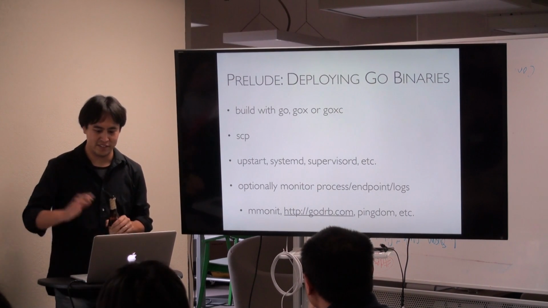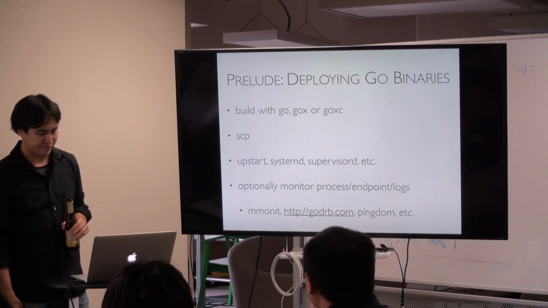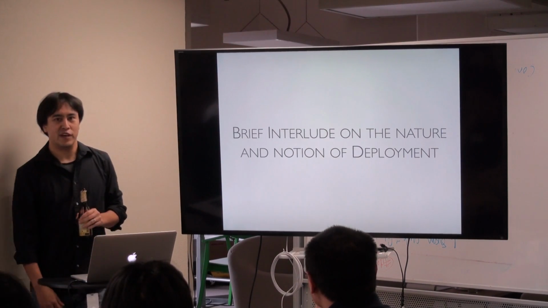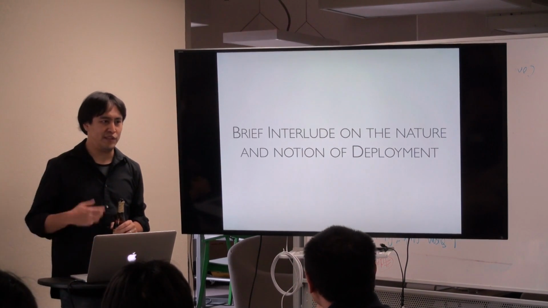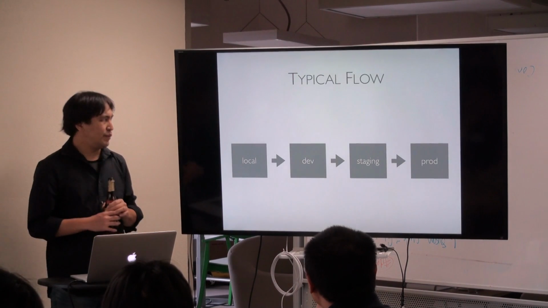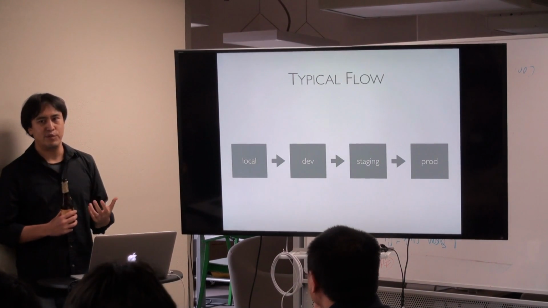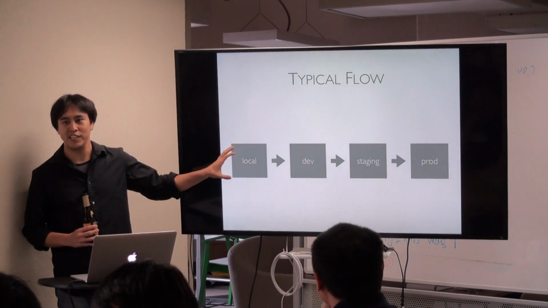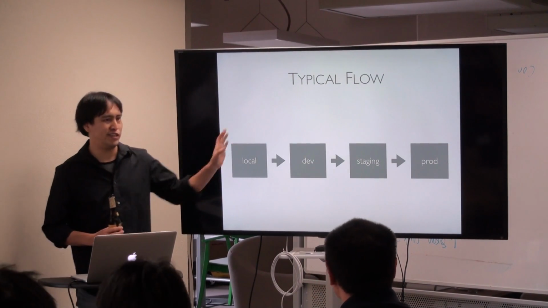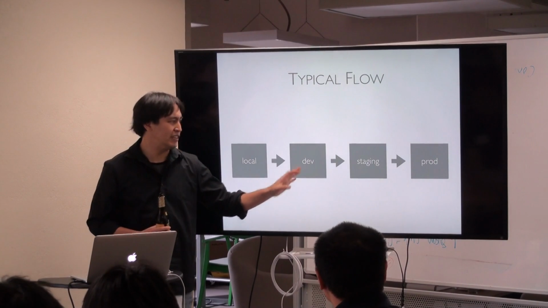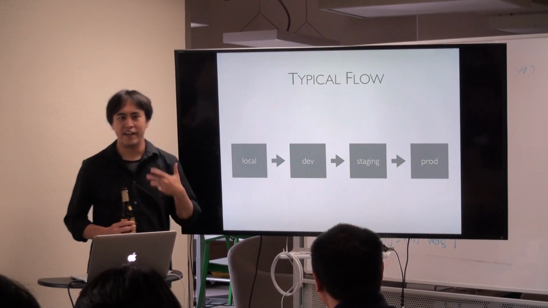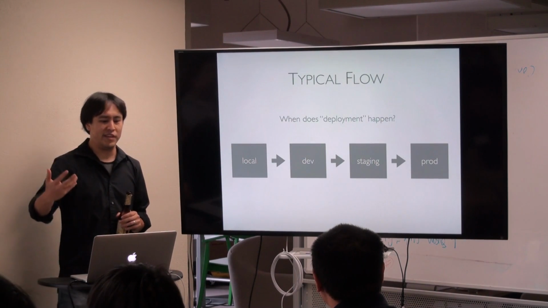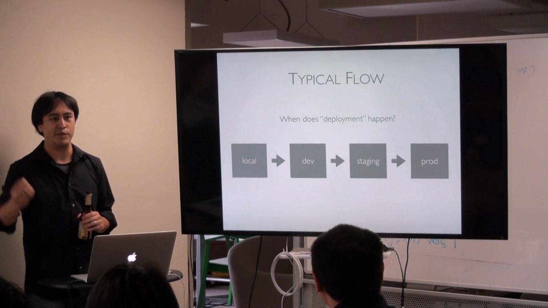We're going to get into a little more into the wild side. So first, a brief interlude on the nature and notion of deployment. What it is. Normally, when you think of deployment, there's this kind of typical flow. If you start off on your local machine, coding or developing of some kind, you push it to like a dev environment or a test environment, then a staging, and then a production. And you kind of want to ask the question, where does deployment begin? Where does it happen? What is deployment?